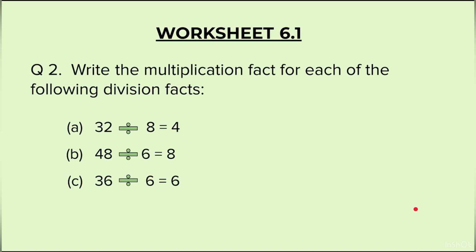Question 2. Write the multiplication facts for each of the following division facts. A. 32 divided by 8 is equal to 4. B. 48 divided by 6 is equal to 8. C. 36 divided by 6 is equal to 6.